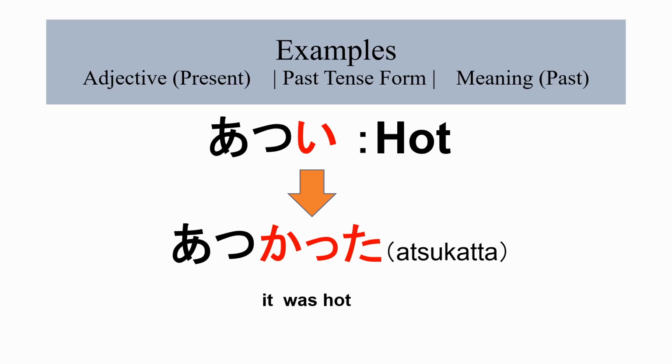For example, let's take the word atsui, hot. How do we change it into the past tense? First, remove the final I, then replace it with katta. So the result is atsukatta. It was hot. Atsukatta.